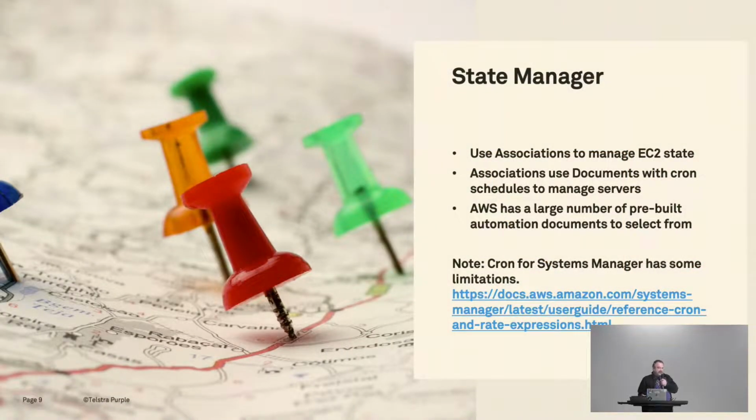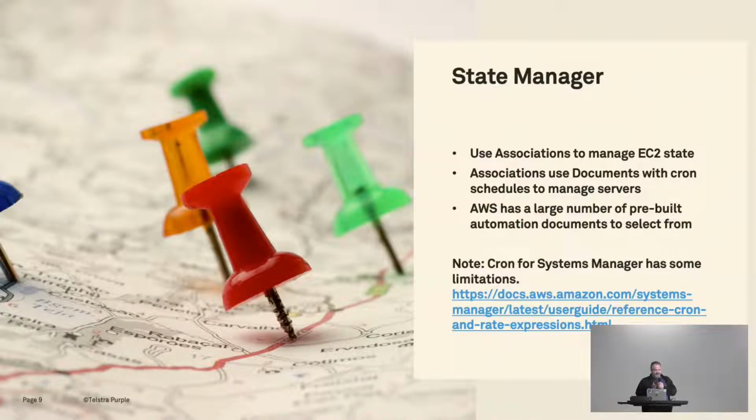All right, the next tool that I'll be looking at is State Manager. Basically this lets you have effectively runbooks that you can configure for your EC2 instances. You do that with what AWS call associations. They're basically documents and cron schedules put together. There's a whole stack of pre-built ones that AWS already has, or you can create your own documents and use those.